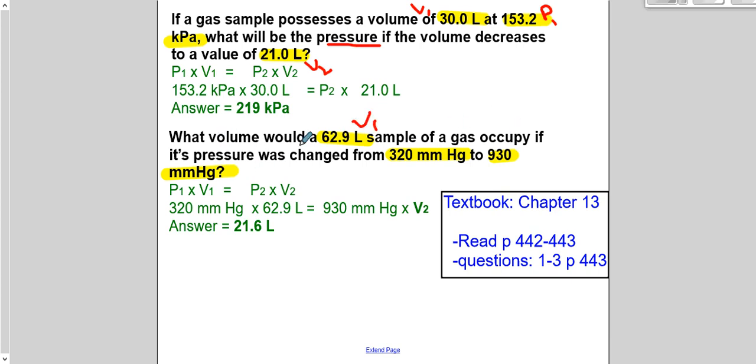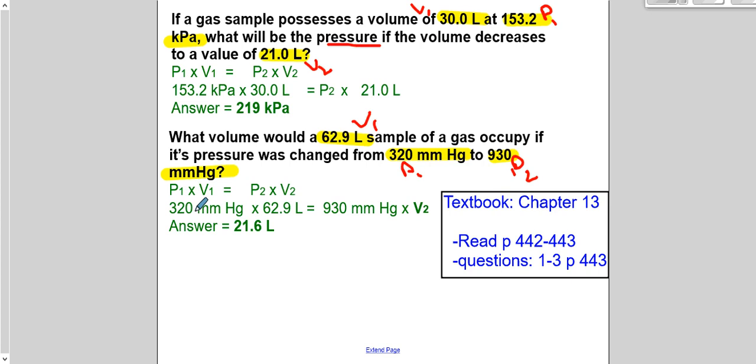So what volume would this many liters of a gas occupy if its pressure was changed from? Well, this many liters was originally at this pressure. Millimeters of mercury is a pressure, so I'm going to call that P1. And I'm changing that to 930 millimeters of mercury. So that's a new pressure. That's P2. Again, I need a formula that has volumes and pressures, and so I'm going to use the only formula I know, the one with volumes and pressures. P1 times V1 equals P2 times V2.